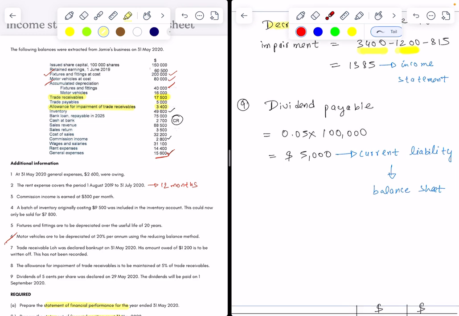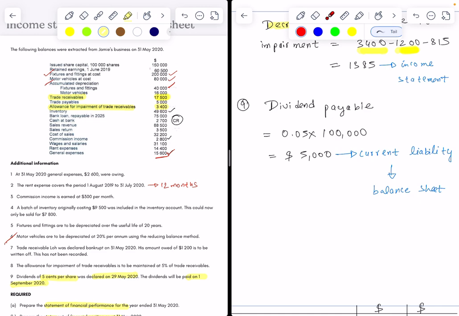Now let's look into point number 9. Dividends of 5 cents per share was declared on 29th of May 2020. The dividends will be paid on the 1st of September 2020. So when we are preparing the financial statements at 31st of May 2020, this is a dividend payable because it's a current liability, because we will only pay this dividend in cash on the 1st of September 2020, which is the next financial year. So because it's a dividend which we owe to our shareholders, it is definitely a current liability that we will report in our balance sheet.